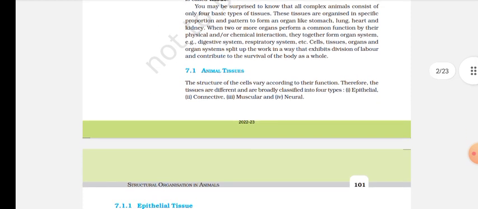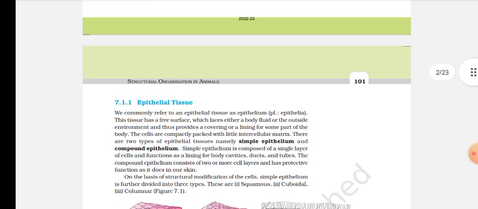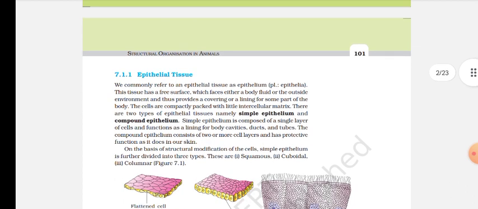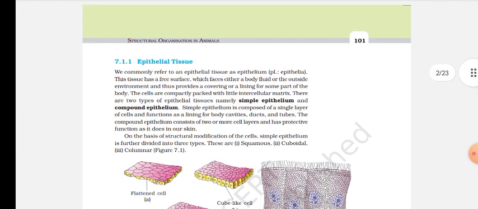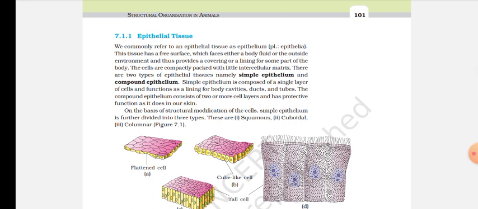7.1 Animal tissue. The structure of the cells varies according to their function. Therefore, the tissues are different and broadly classified into 4 types: epithelial, connective, muscular, and neural. 7.1.1 Epithelial tissue. We commonly refer to an epithelial tissue as epithelium, plural epithelia. These tissues have a surface which faces either a body fluid or the outside environment and thus provide a covering or a lining for some part of the body. The cells are compactly packed with little intercellular matrix.